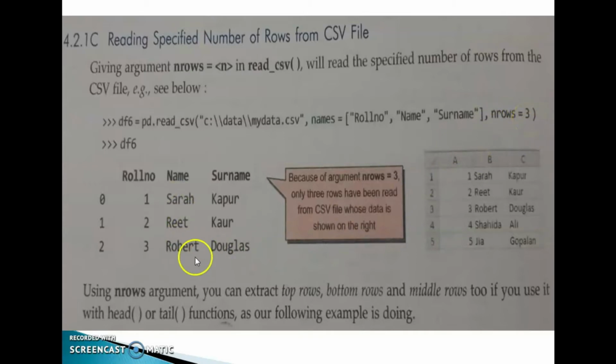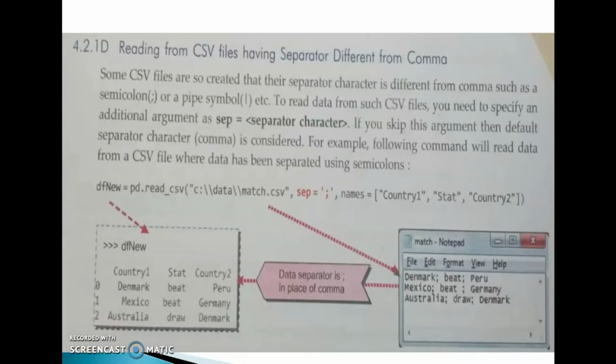Okay. Then with this nrows argument we can use the head and tail functions also. That is top rows, that is the head function. Then bottom rows, that is the tail function. Then middle rows also we can specify by using these head and tail functions. Clear?